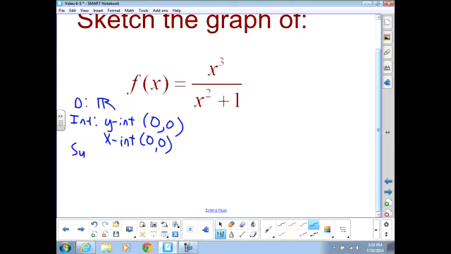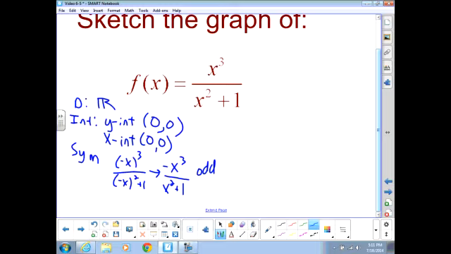Next, we need to check symmetry. When we plug in a negative x, that will become negative x cubed over positive x squared plus 1. That is the same as if we had just negated our original function. Therefore, this is odd, and it's symmetric with the origin. What this means is, once we graph it, if we turn it 180 degrees, it should look exactly the same. So that's kind of a little check that you can use.